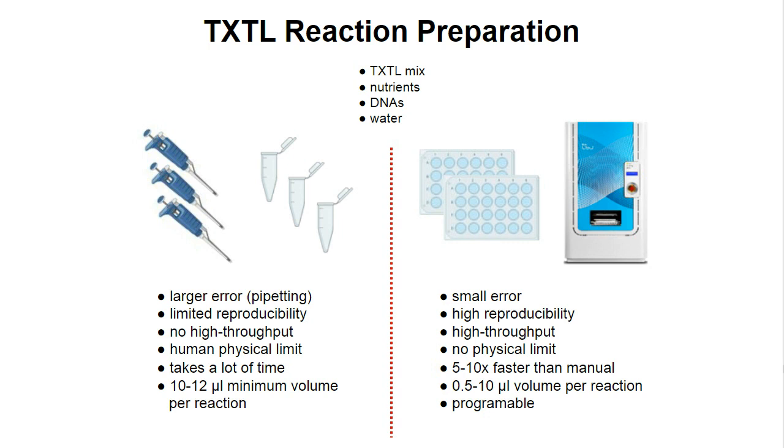On the right, using well plates and the Echo Liquid Handler, your error will be small. It will be highly reproducible. Of course, you will do some high throughput work. You will be able to do hundreds of reactions in a single day. There is no physical limit. It consists of programming the machine. It's about 5 to 10 times faster than manual, and you are saving some material because your reaction volume can be at the scale of the microliter.